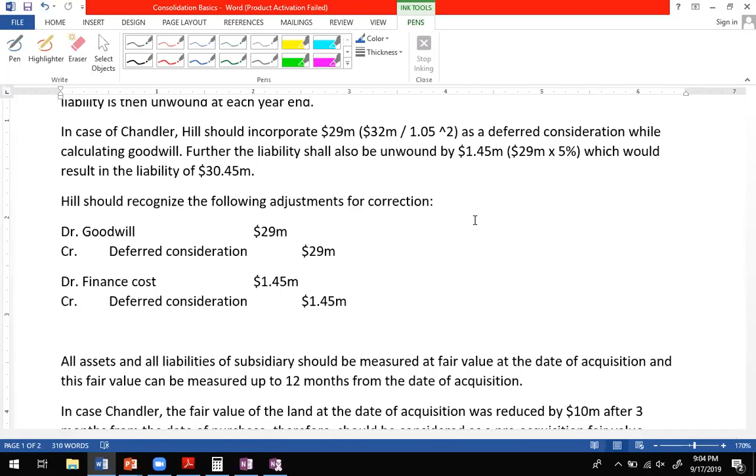Okay, so now basically we have done one of the past paper questions. Now we are going to solve the remaining area which was left during the last day, the area of the contingent consideration. So let me open that.